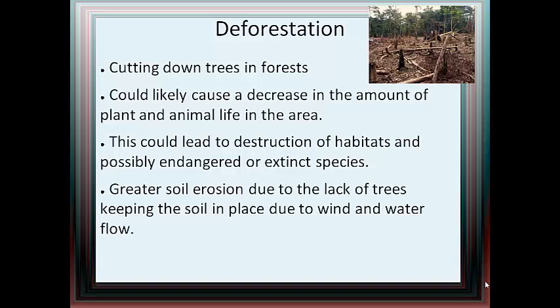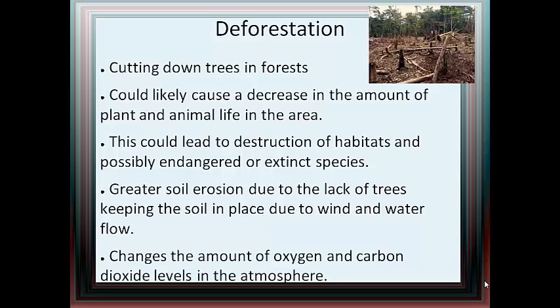Greater soil erosion due to the lack of trees keeping the soil in place from wind and water flow. And finally, changes in the amount of oxygen and carbon dioxide levels in the atmosphere. Obviously, if we have less trees, there's going to be less release of oxygen into the atmosphere. As a result, more carbon dioxide is in the atmosphere from different processes that people do, giving off those carbon dioxide gases.